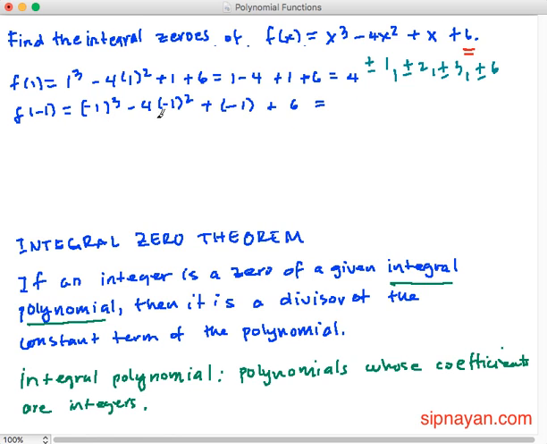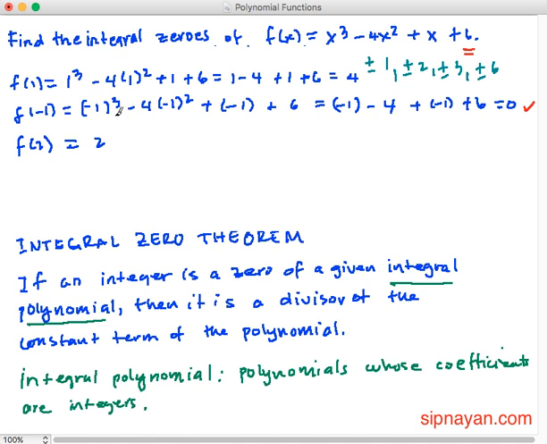Next, we have negative 1 cubed is negative 1. And then, minus 4. Kasi magiging positive 1 na to, di ba? Times 4 is 4. Minus 4. Plus negative 1. Plus 6. I think yung tatlong to is negative 6 na, plus 6 is 0. So, f of negative 1 is a 0 of the function. Dalawa na lang, no?